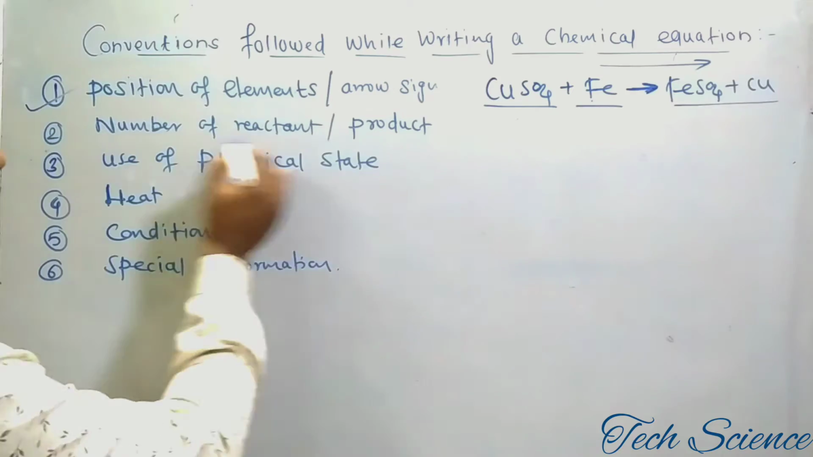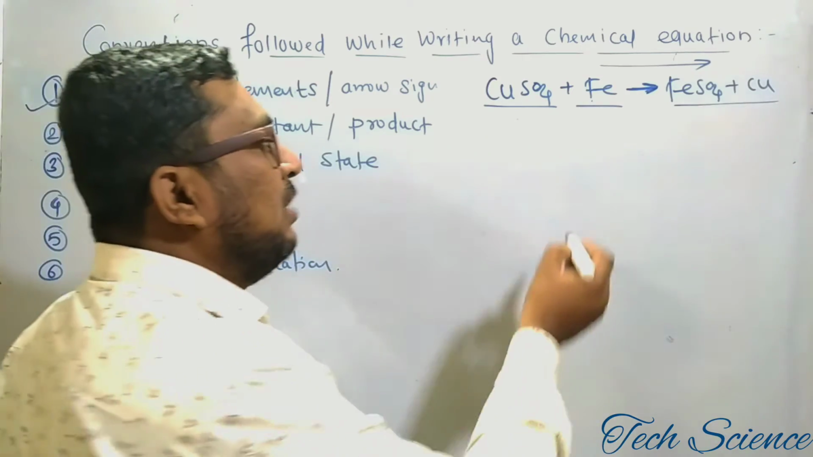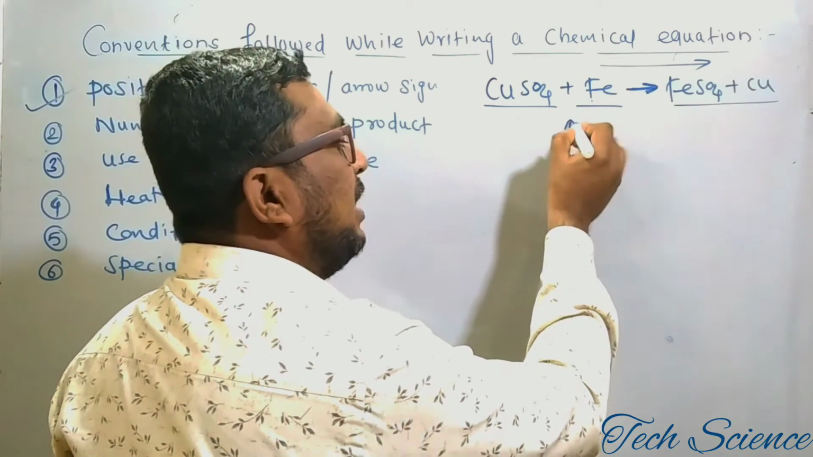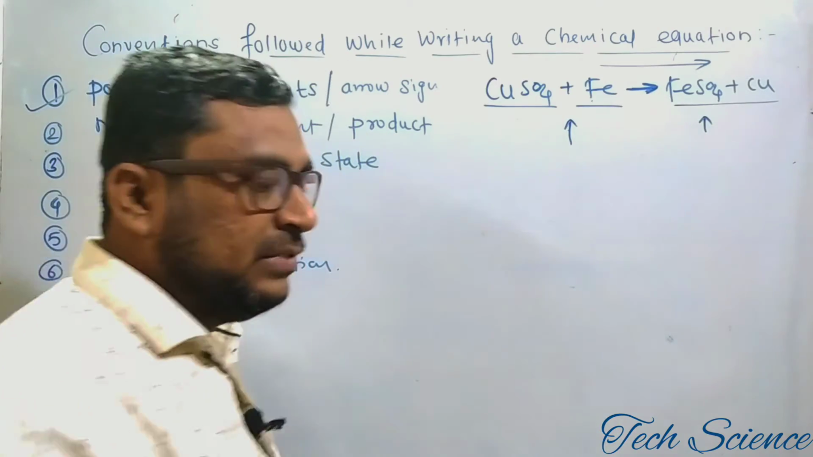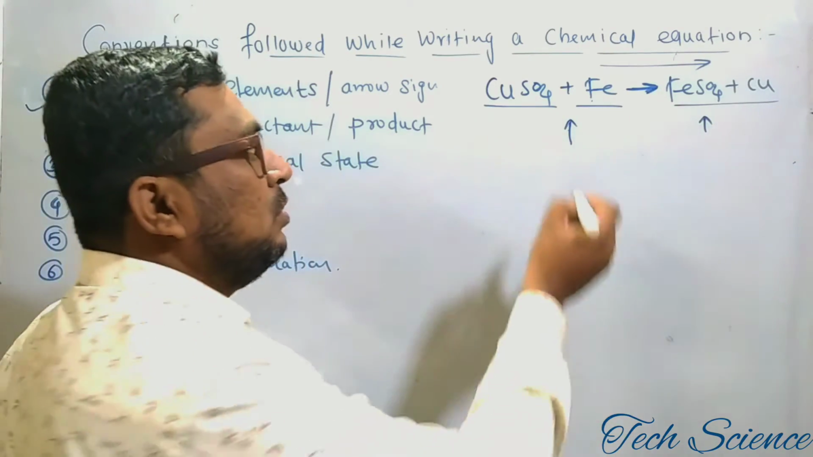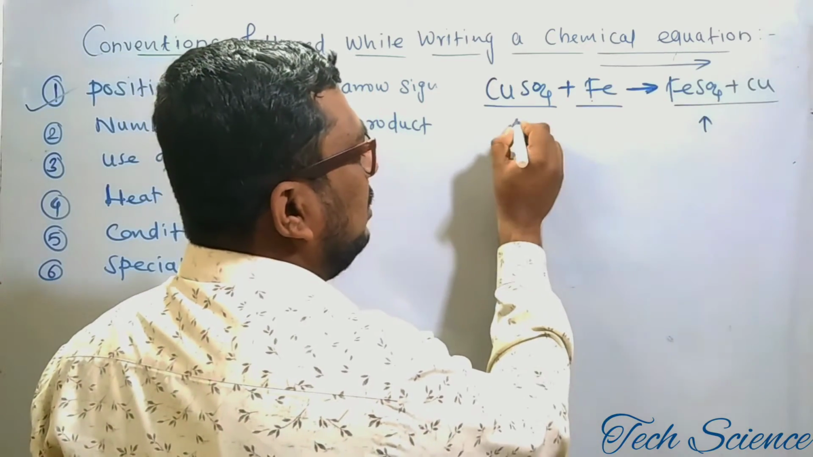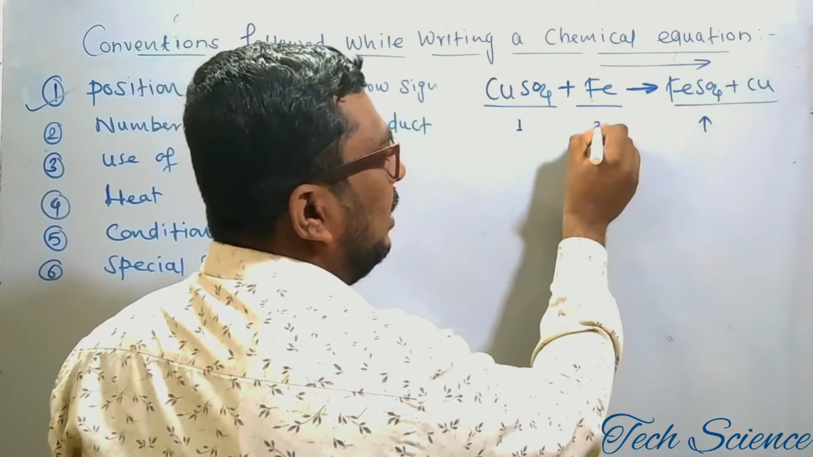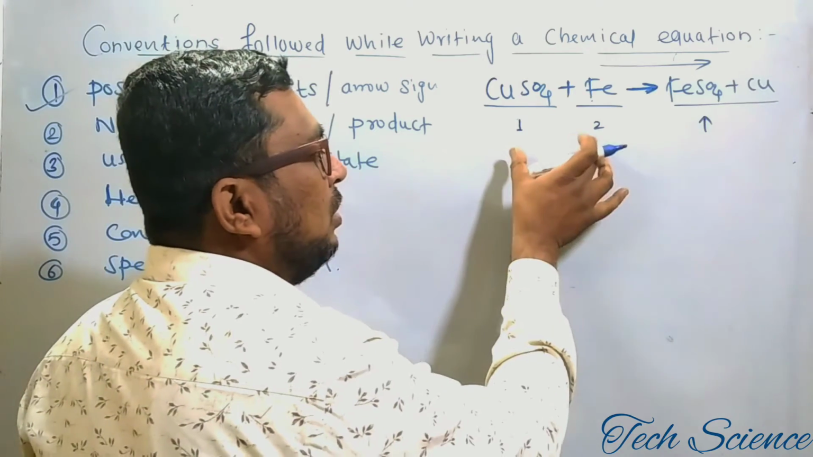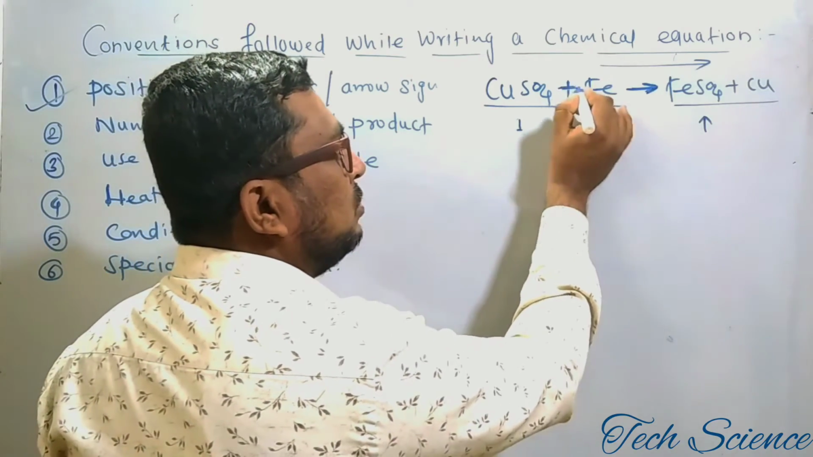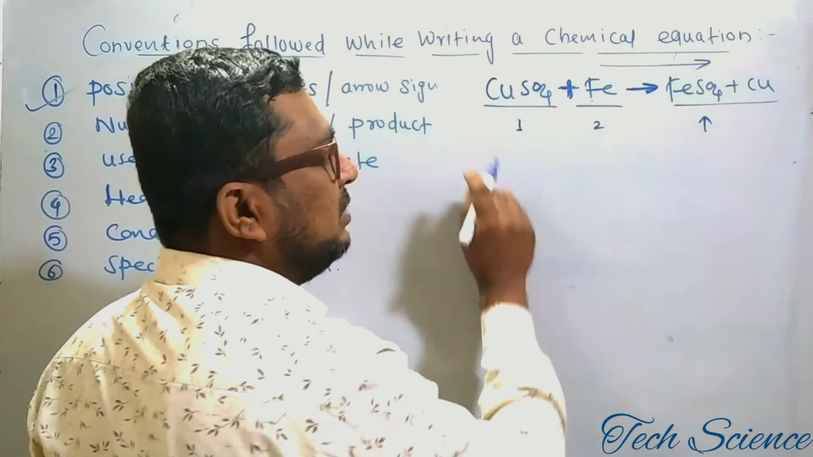Second, number of reactants and products. Very simple: whenever in a chemical reaction the reactants or the products are more than one, you have to use the plus sign. Already I have written here CuSO4, this is the first reactant, and Fe is the second reactant. If you have to join these two, what do we use? We use the plus sign.